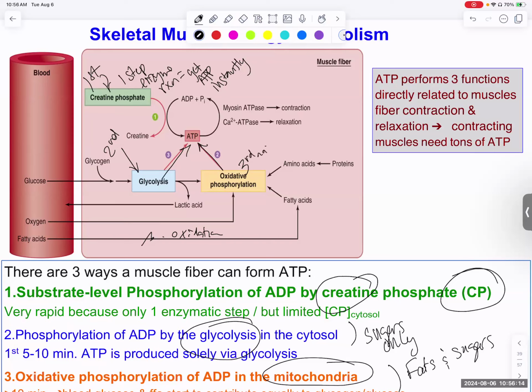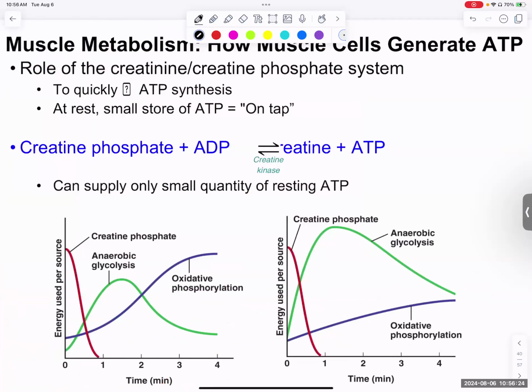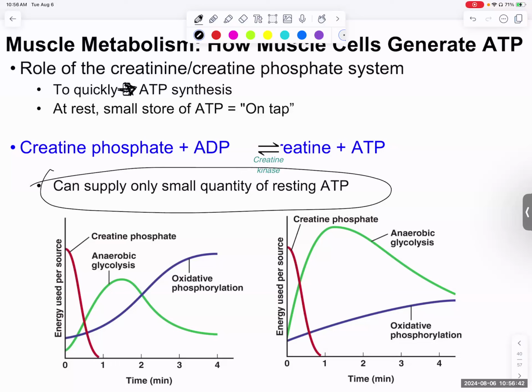And mass production. So it's going to kind of look like this. So the role of creatine phosphate, it's quick, right? It's a quick on tap ATP synthesis. Doesn't last forever, totally reversible. And so it can only supply small quantities of ATP.